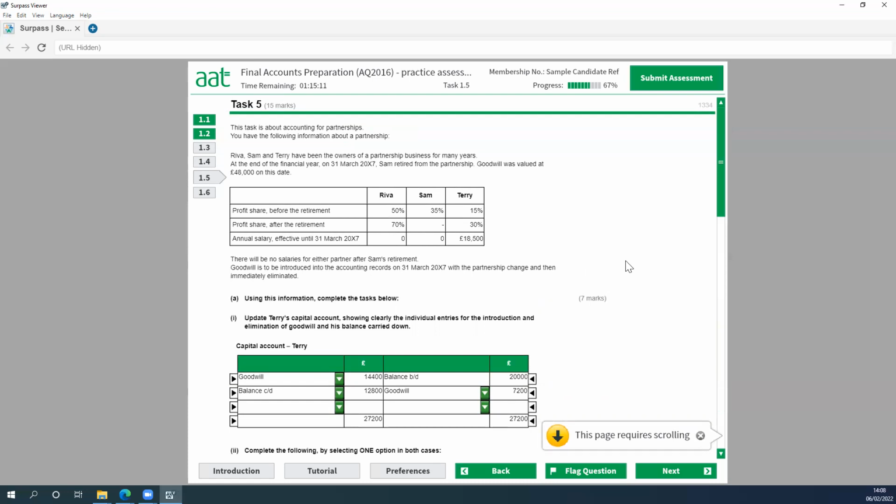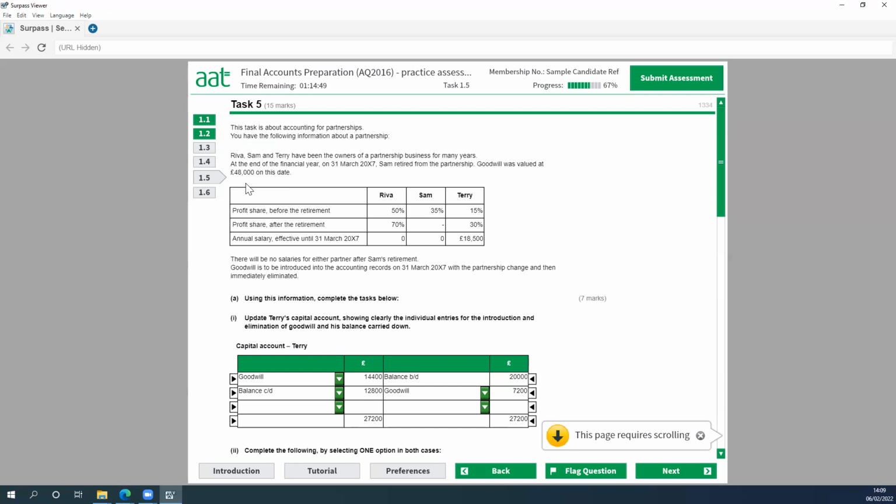So Reva, Sam and Terry have been owners in partnership for business for many years. And at the end of the financial year, which is on the 31st of March 2027, Sam, who's got 35% of the business, has decided to retire. Goodwill was valued at that day to £48,000.